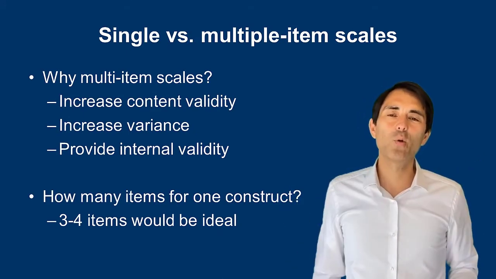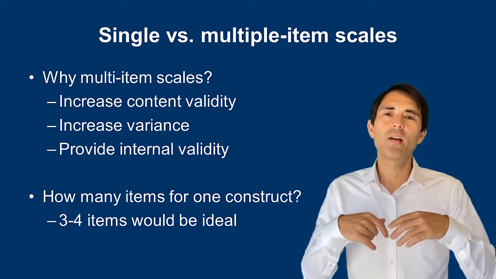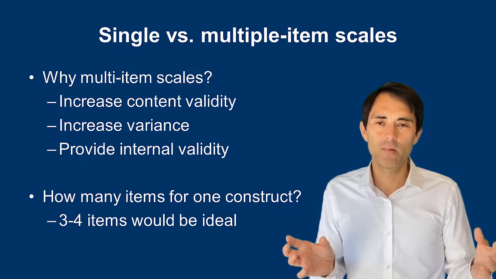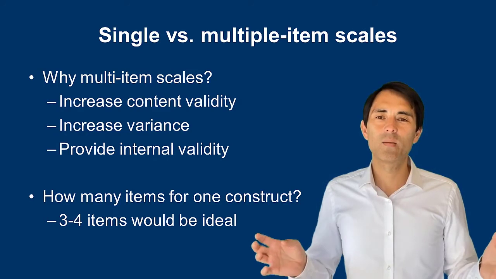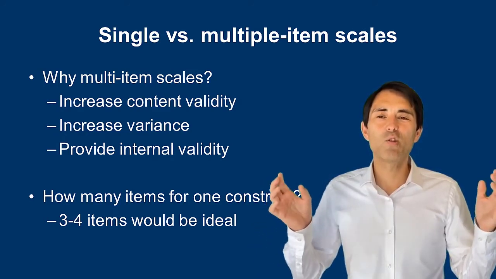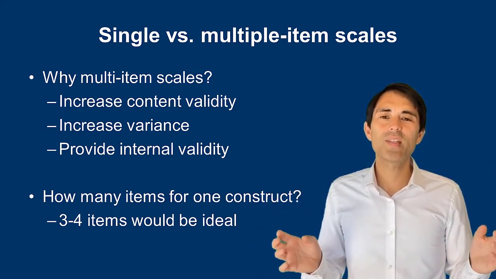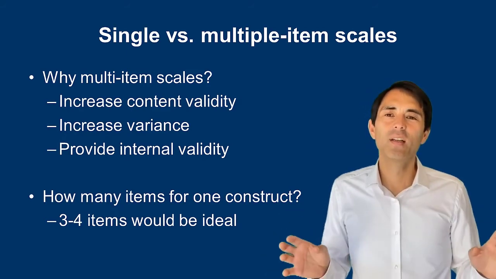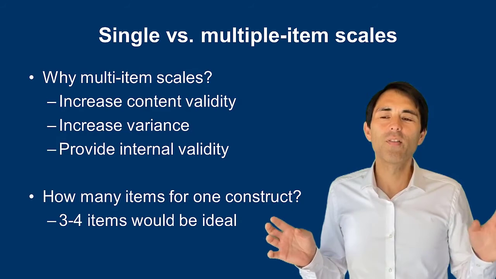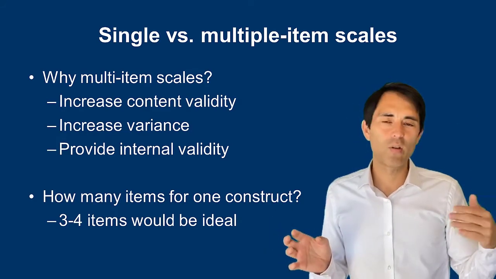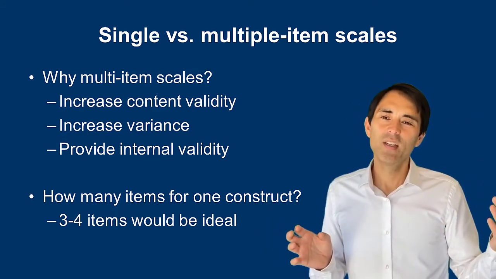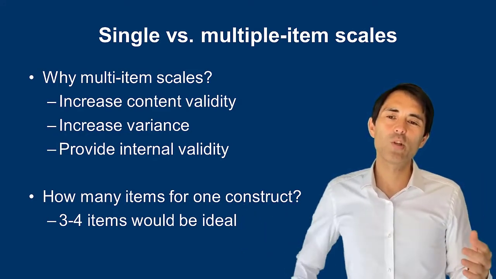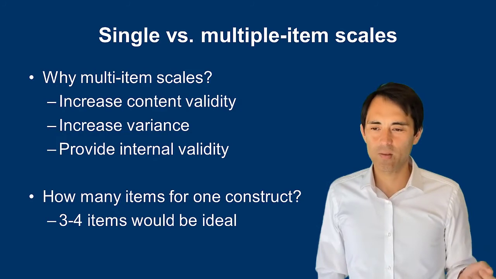And if you have multiple items, you can also measure the internal validity of this measure. So a multi-item scale is usually superior to a single-item measure. There's of course a debate in the literature, but if you think about these points I just mentioned, or if you would like to publish later on, it's quite clear and well established that we should use multi-item scales.